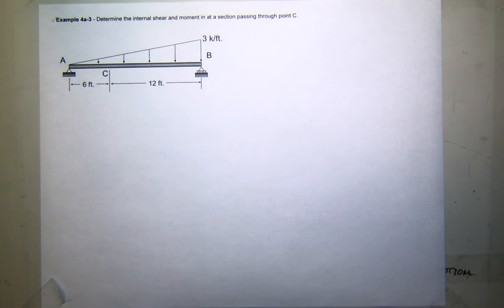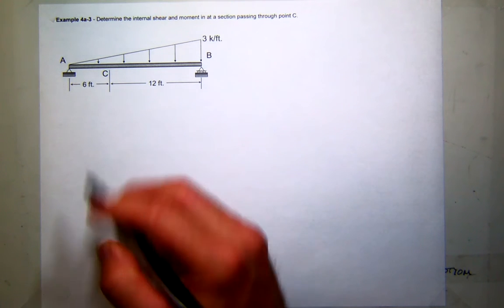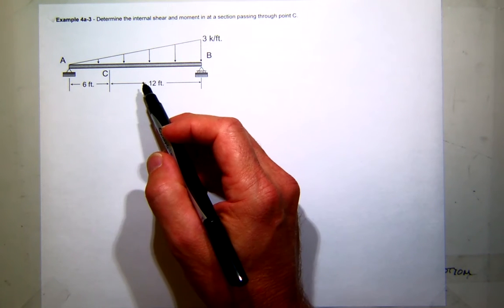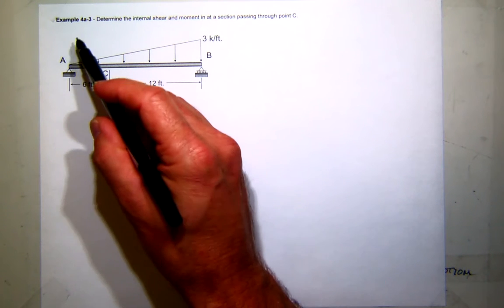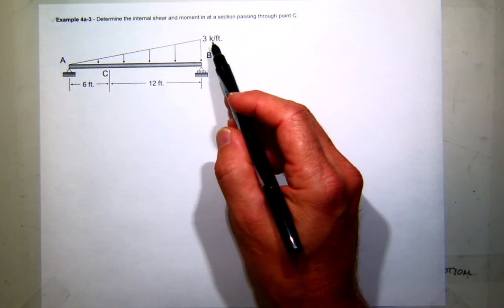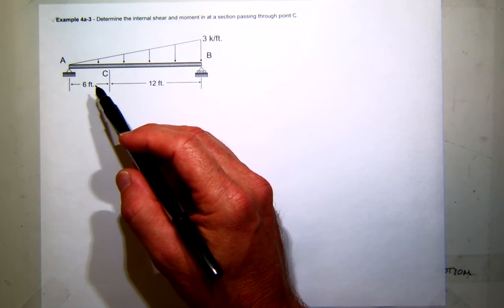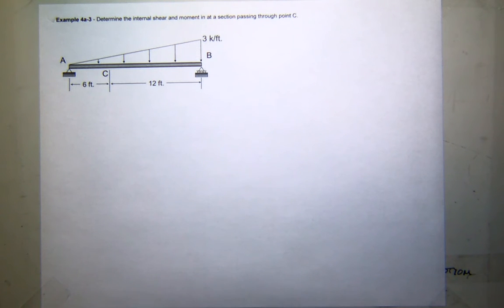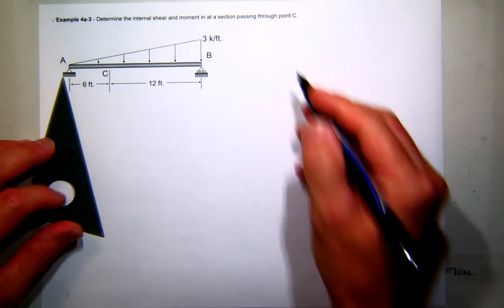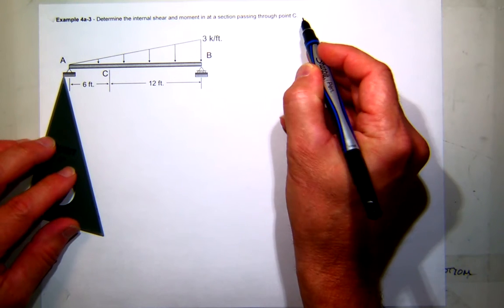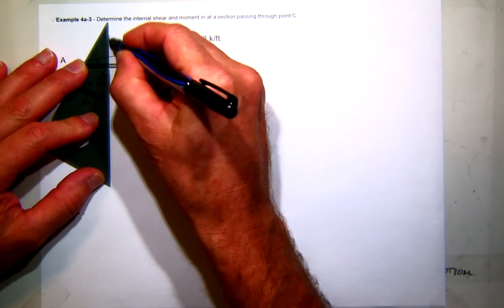Okay, so this is very similar to one we've just worked. Actually, the dimensions are, I think, the same, except it's not a uniformly distributed load, it's a triangular distributed load. So let's apply the same strategy we have all along. We want the internal forces at C, so I'll make a cut.